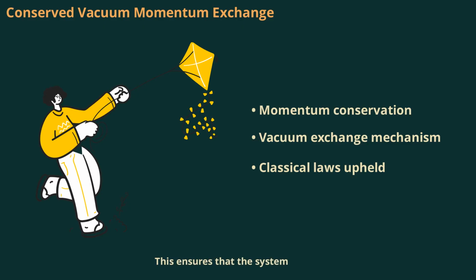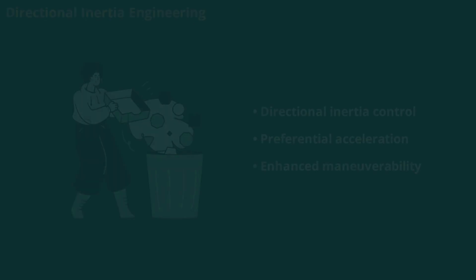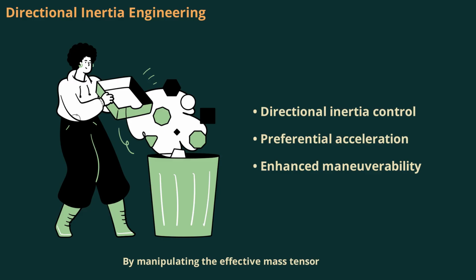This ensures that the system remains consistent with fundamental physical laws, even as it achieves effects that appear to defy classical expectations. By manipulating the effective mass tensor, the system can engineer inertia to be directionally dependent. This allows for preferential acceleration along specific axes, giving the craft unprecedented control over its motion and maneuverability.